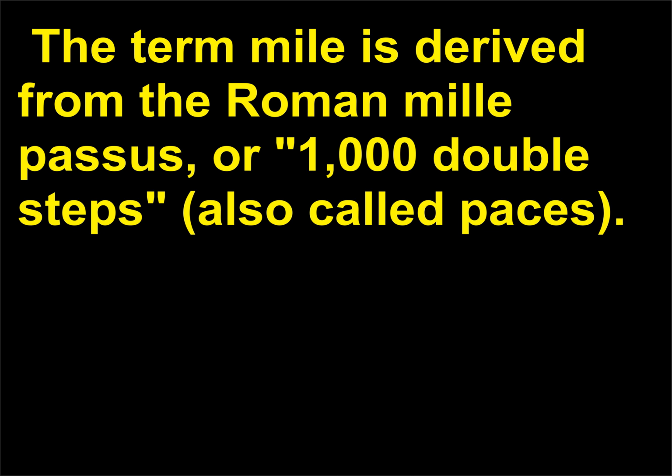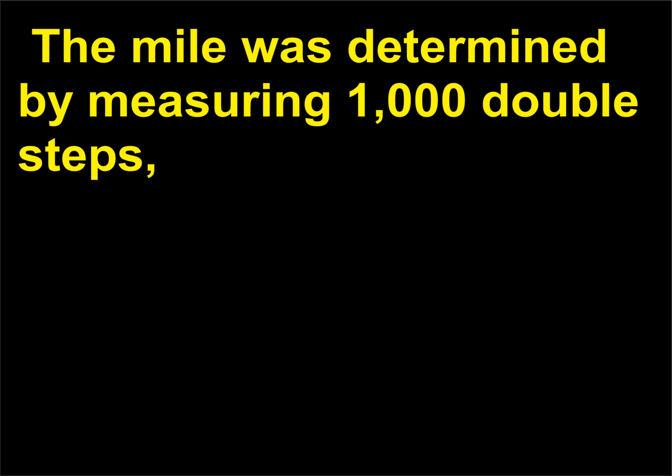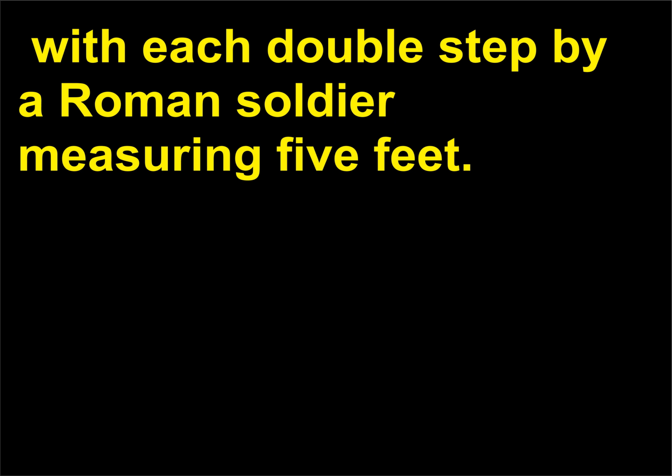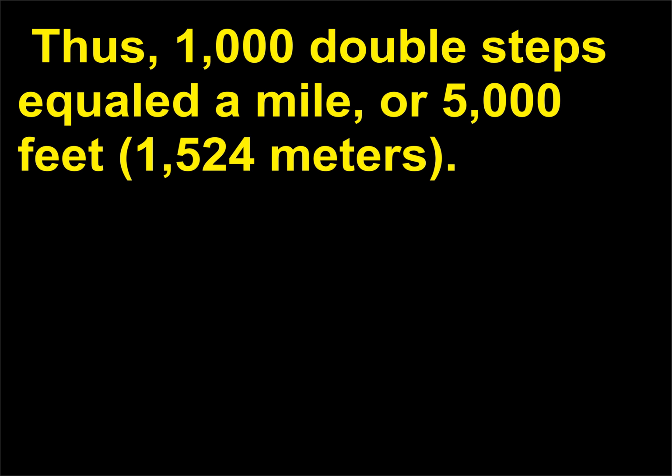The term mile is derived from the Roman mille passus, or 1,000 double steps, also called paces. The mile was determined by measuring 1,000 double steps, with each double step by a Roman soldier measuring 5 feet. Thus, 1,000 double steps equaled a mile, or 5,000 feet, 1,524 meters.